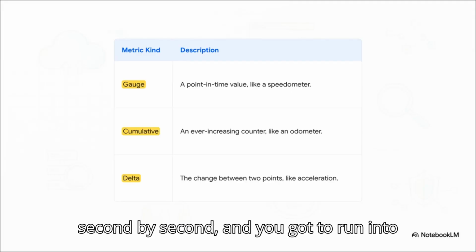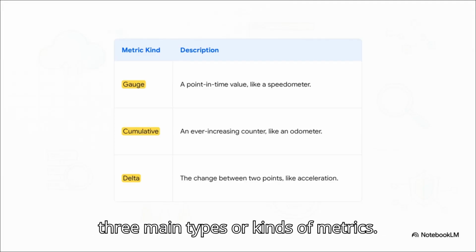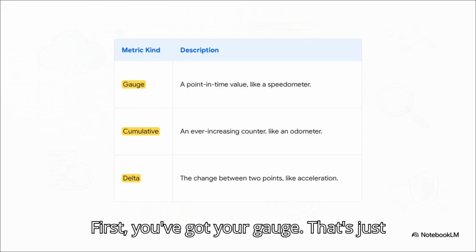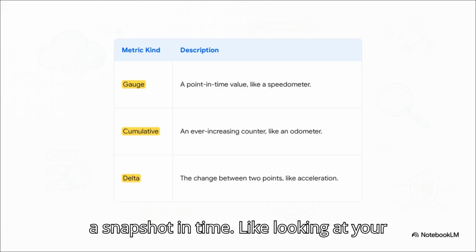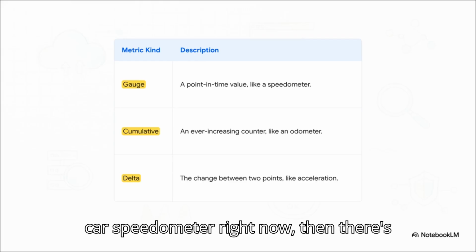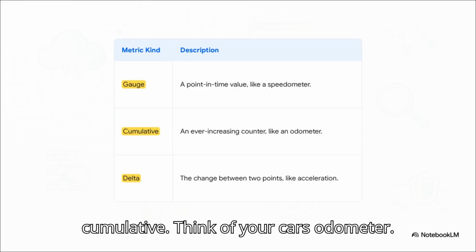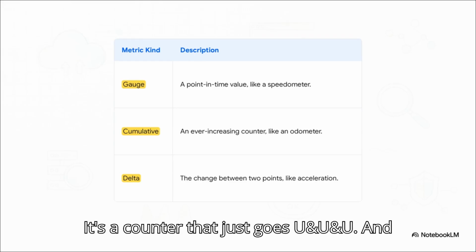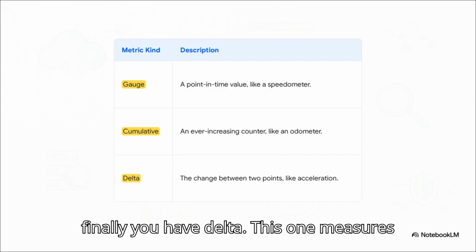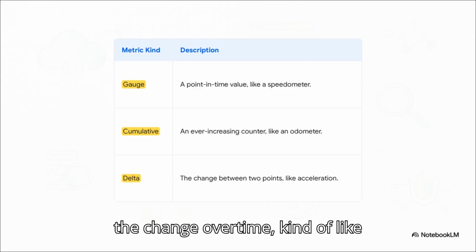And you'll run into three main types or kinds of metrics. First, you've got your gauge. That's just a snapshot in time, like looking at your car's speedometer right now. Then there's cumulative. Think of your car's odometer. It's a counter that just goes up and up and up. And finally, you have delta. This one measures the change over time, kind of like acceleration.